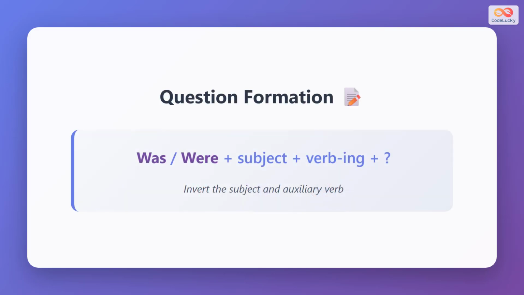To form a question in the past continuous tense, we use a simple formula. We start with the auxiliary verb was or were, then add the subject, followed by the main verb with -ing ending, and finish with a question mark. The key is to invert the subject and the auxiliary verb, just like we do with the verb to be in other tenses.